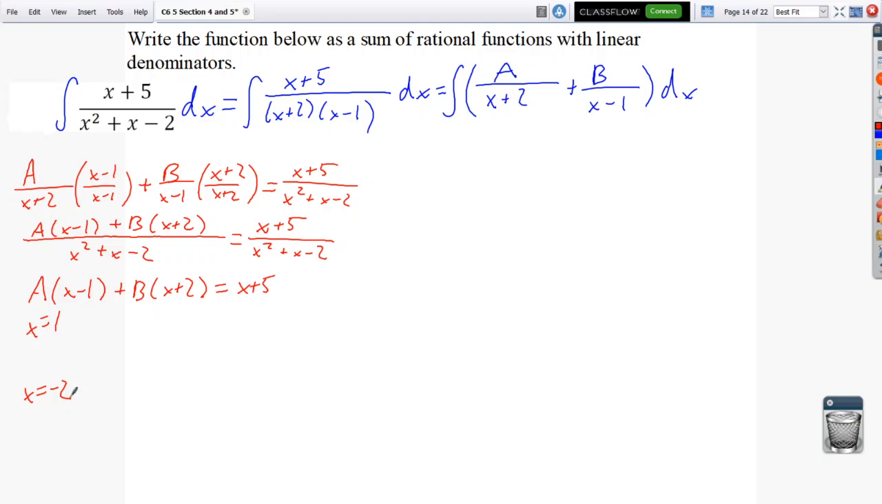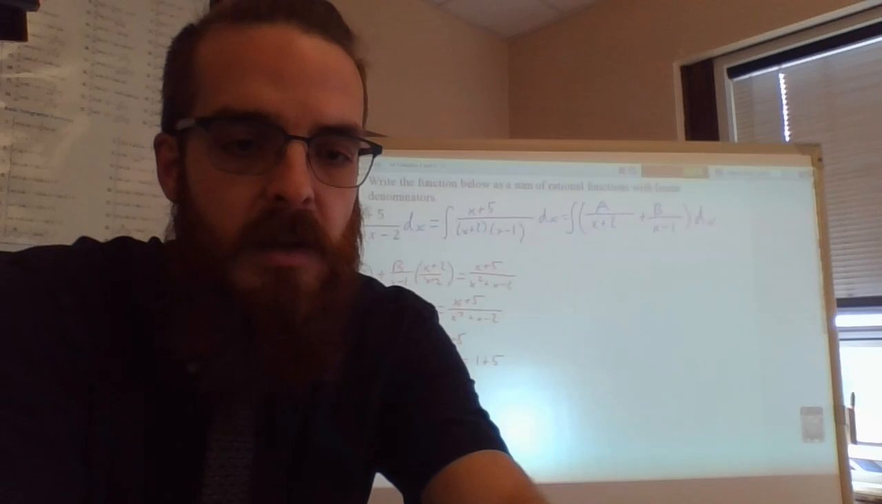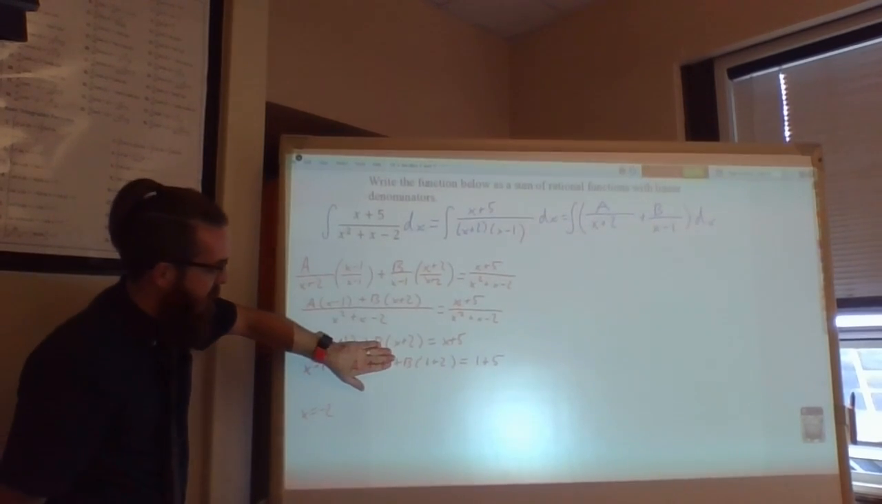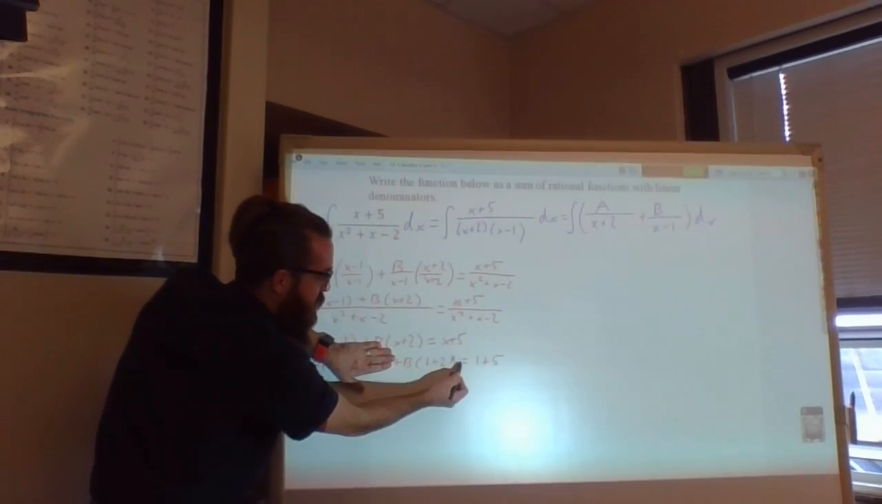If you're wondering how I get those, they're the values that make this equal to 0 and this equal to 0. Because when I plug x equals 1 up here, I have a times the quantity of 1 minus 1 plus b times the quantity of 1 plus 2 is equal to 1 plus 5. Since I'm using my value of 1 that makes this equal to 0, that's why it's called the Heaviside cover-up method, I can cover up that term. Basically, I've just got b times 1 plus 2 is equal to 1 plus 5.